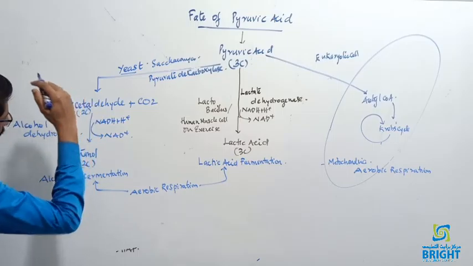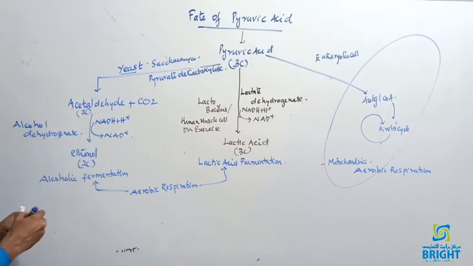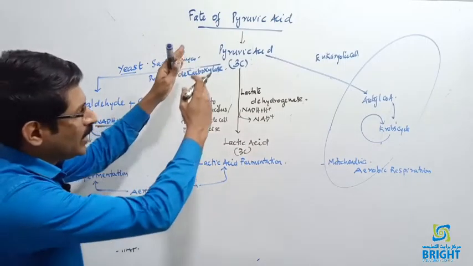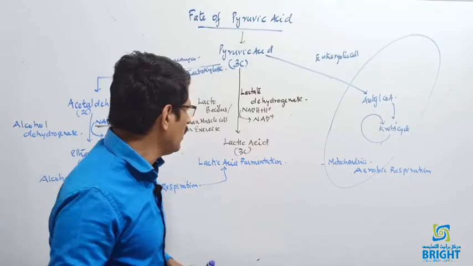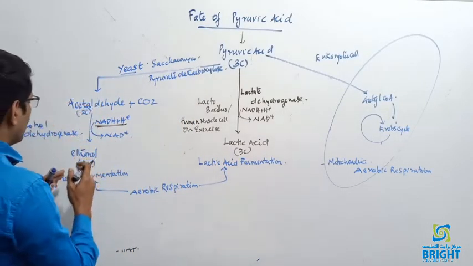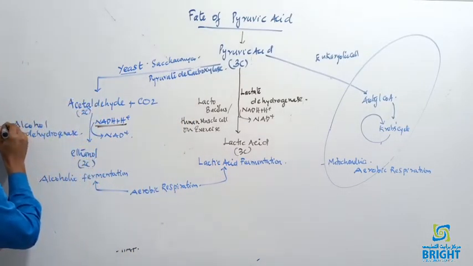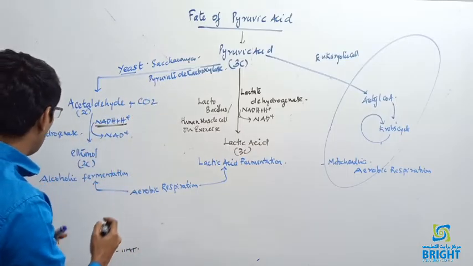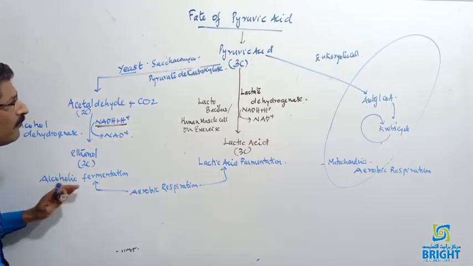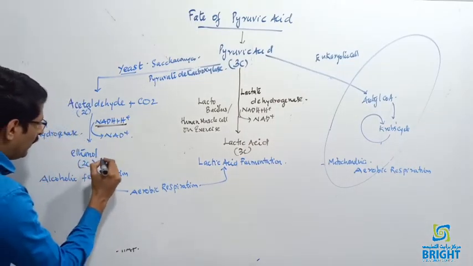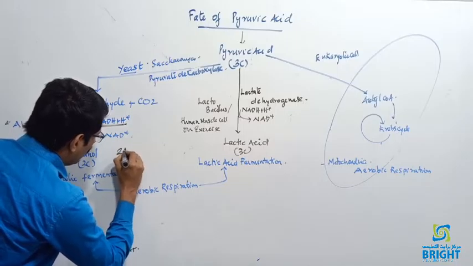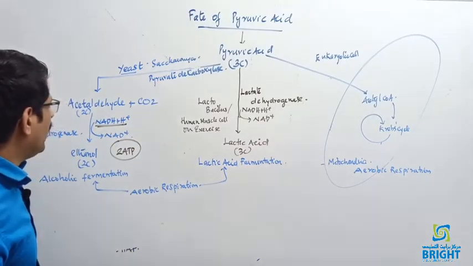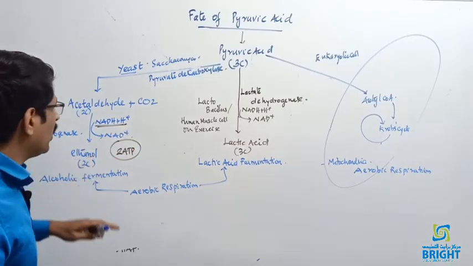And the acetaldehyde is then converted into ethanol by the utilization of 1 molecule of NADH plus H plus, which is produced as a part of glycolysis. This conversion is mediated by the enzyme alcohol dehydrogenase. And this process is called alcoholic fermentation. The net result of ATP in the alcoholic fermentation is 2 ATP.